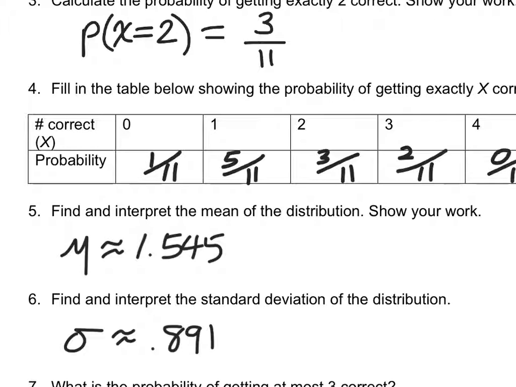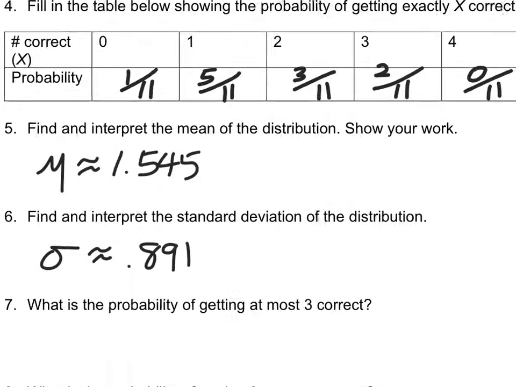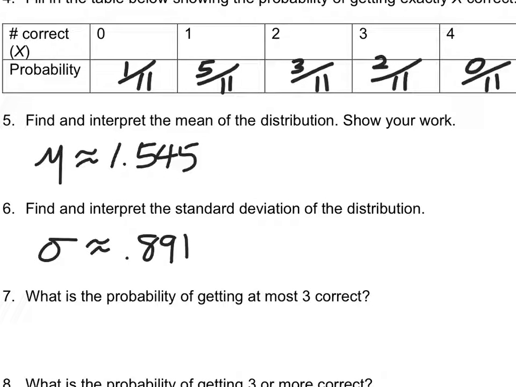But what this is telling me is the expected value. All right. The mean of a probability distribution is the expected value. In this context, it's talking about the number we expect to get correct.